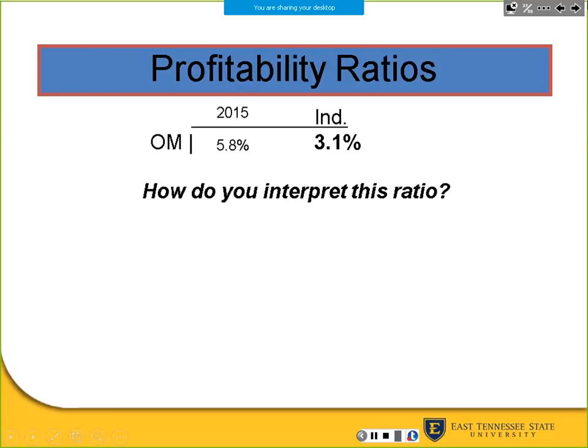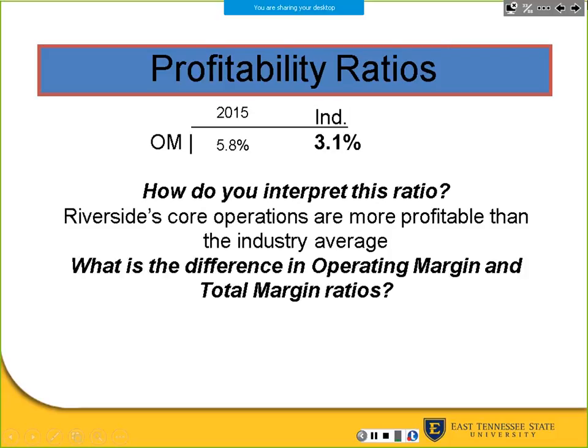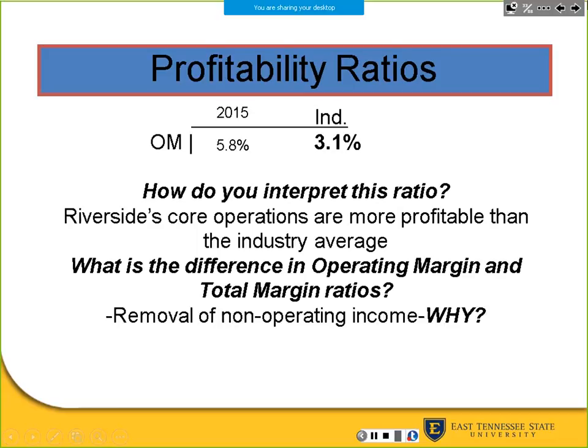We know that we're at 5.8%, industry standard 3.1, so how do we go about interpreting this? Simply, we're more profitable than the industry standard or the industry average. So the difference in operating margin and total margin is the removal of the non-operating income.